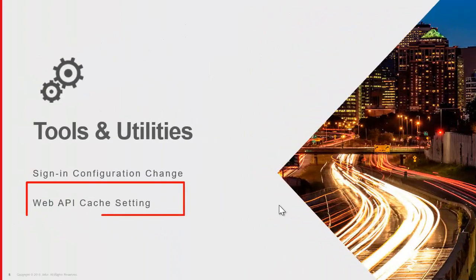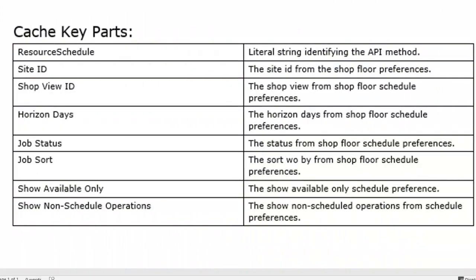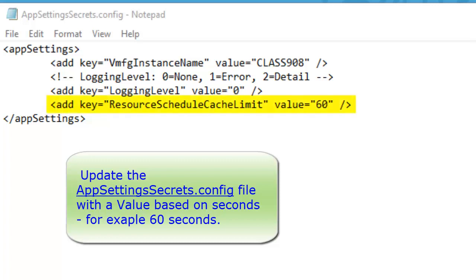Our last version 9.08 enhancement will be a performance enhancement affecting the cache setting for Web API. The following optional setting will cache information based on these key elements and will help with the performance of the resource view. In the app settings secrets config file, you can see my example of where I have 60 seconds for a value set for the resource schedule cache limit. This will help with the performance when opening and viewing the resource view.